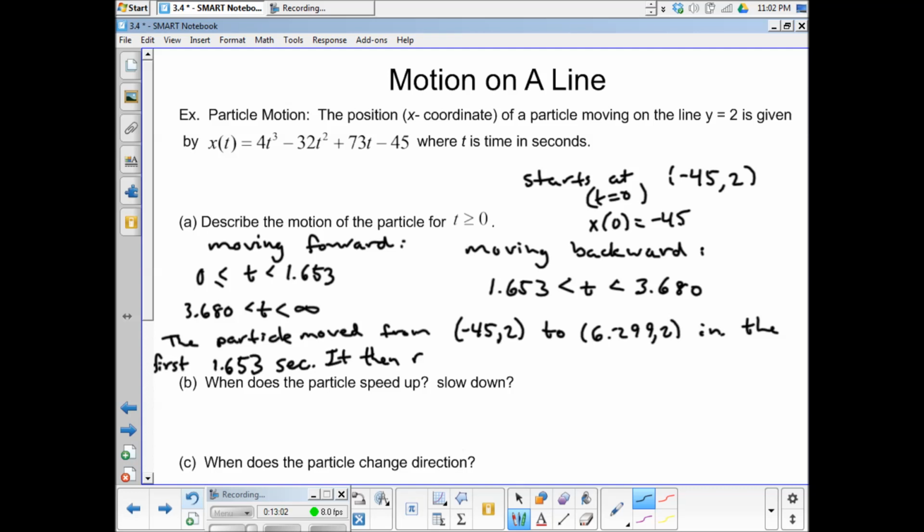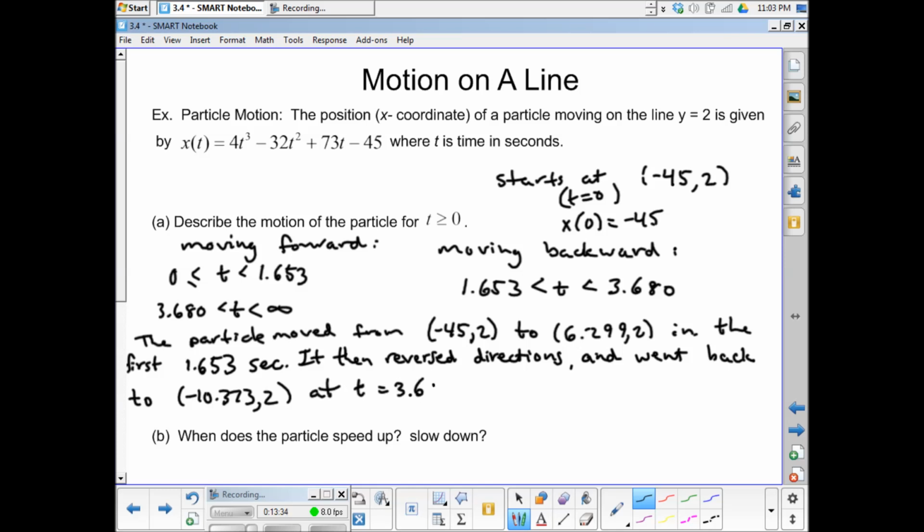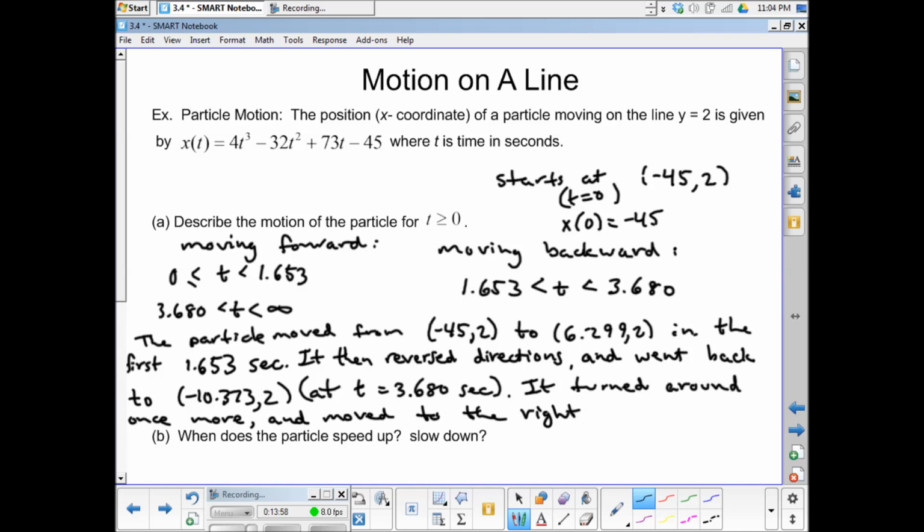It then reversed directions and went back to the point negative 10.373, comma 2 at t equals 3.680 seconds. It turned around once more and moved to the right indefinitely.